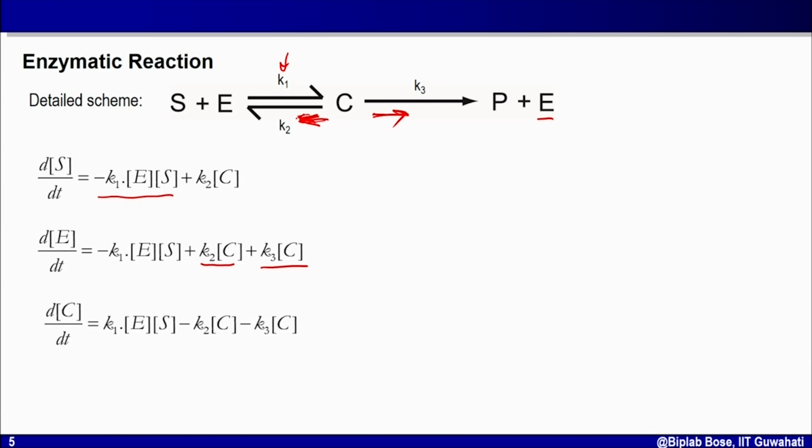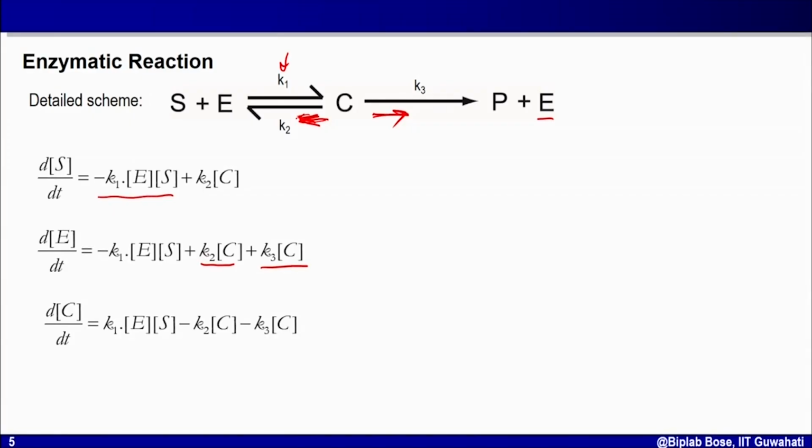Let us look into the ODE for the complex C. Now complex C is formed by one path and broken down by two paths. So obviously the formation is K1 into E into S, that is the forward rate process by which C is formed. I have two processes by which it breaks down. By one process it goes back to substrate and enzyme, the other process goes to the product and enzyme. So I have minus K2 C, minus K3 C. So dC/dt has three terms. The first one is for formation, and the last two terms have a minus sign as they are consumption of C.